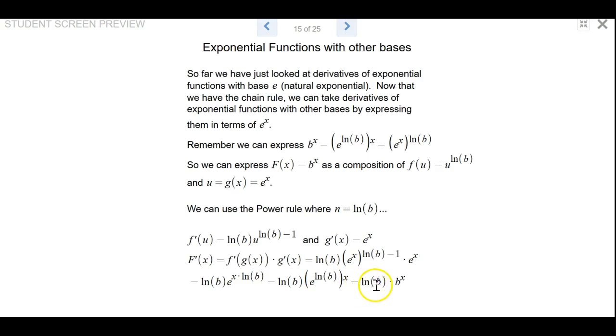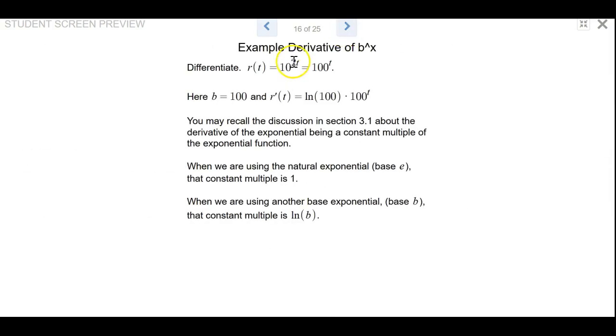So I'll go through all that. And the final result is that the derivative of b to the x is just b to the x again times ln of b. For 10 raised to the 2t power, I can re-express that as 100 raised to the t power. So the derivative is just ln of 100 times 100 to the t. That's it. Simple. It's just remembering that ln of b times b to the t formula.